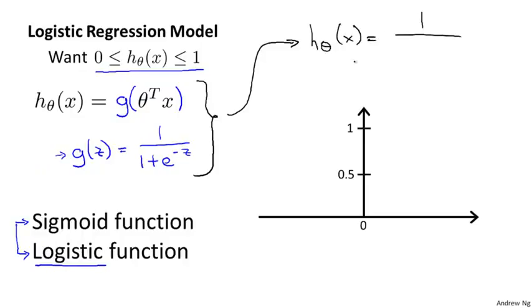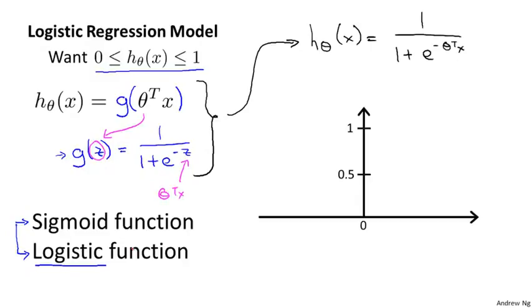I'm saying that h of x is 1 over 1 plus e to the negative theta transpose x. And all I've done is take this variable z, a real number, and plug in theta transpose x. So I end up with theta transpose x in place of z there.